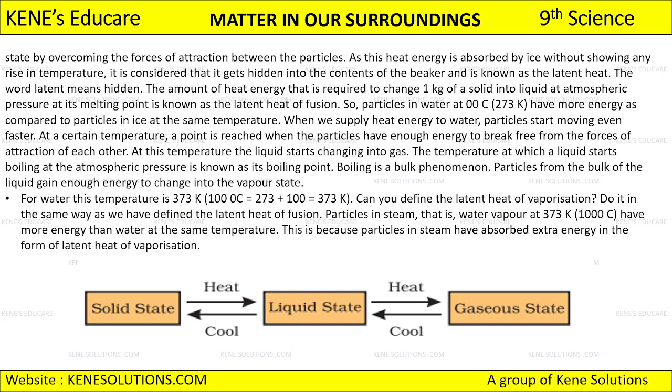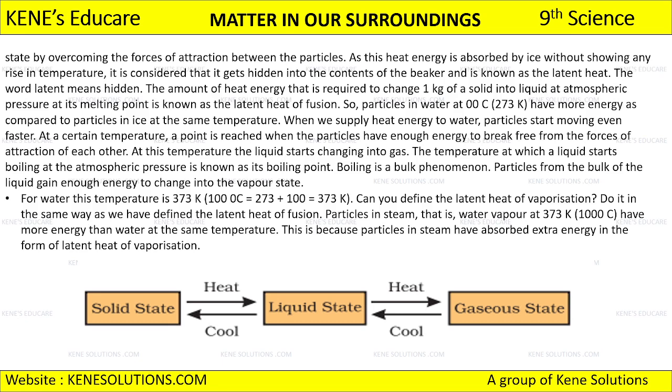Okay, and always remember that boiling is a bulk phenomenon where the particles from the bulk of the liquid gain some energy and get converted into vapor state. For water, this temperature is 373 Kelvin, that is 100 degrees Celsius, which is 273 plus 100, so it becomes 373 Kelvin.